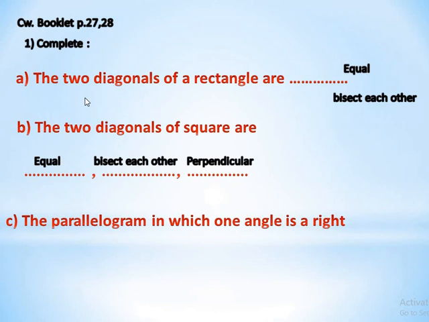Letter C, a parallelogram in which one of its angles is right. This is what I told you before. If one of its angles is right, and he didn't talk about the sides, if he just told me a parallelogram with one right angle, it means we talk about the rectangle. But if he said that one of its angles is right and two adjacent sides are equal, we talk about the square.